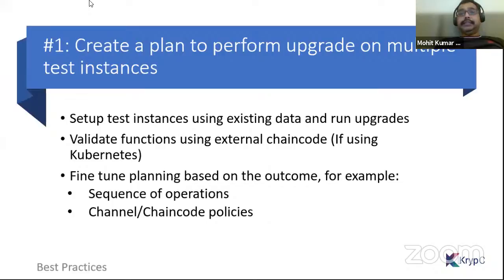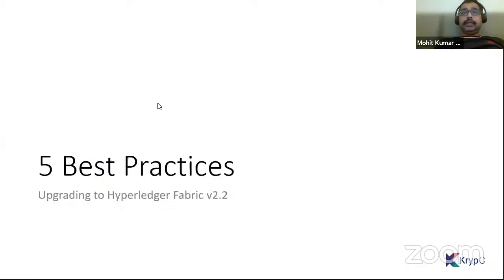And obviously, what are the channel and chain code policies which need to be tuned in terms of planning the upgrade? So let me go into the next slide.